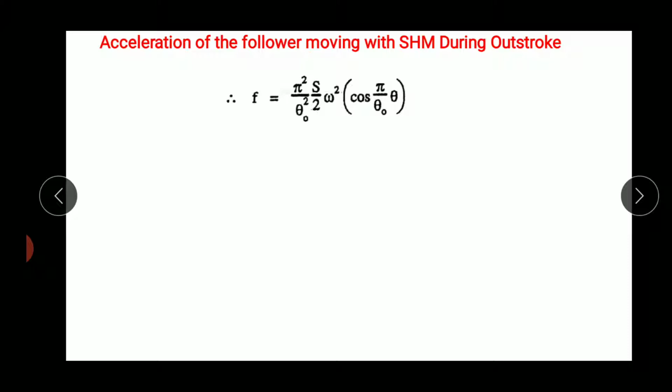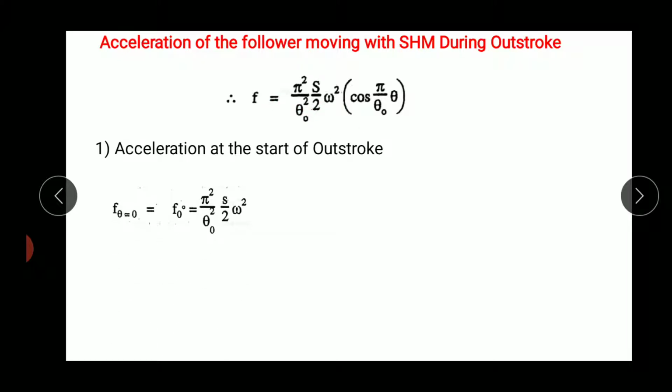So let's start. At the start of the out stroke, the angle turn during the out stroke is 0, so theta equals 0. If you put theta equal to 0 over here, it becomes cos 0. Cos 0 is 1, that's why only this part remains: pi square upon theta o square into s by 2 into omega square. Put all the values. Theta o you can put in terms of radians, that is 1.047, or in terms of degrees, 60 into pi by 180.